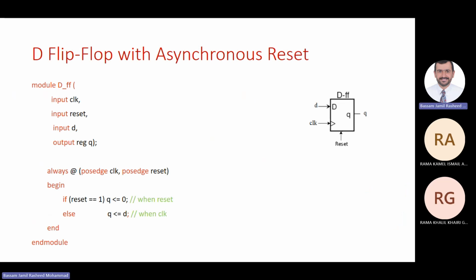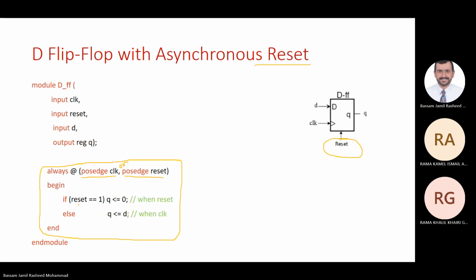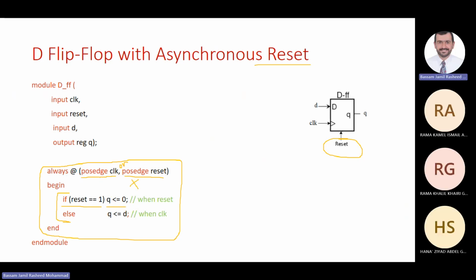Now we can add here asynchronous reset, okay? So this input here, whenever it arrives, we set the output of the flip-flop to zero. So we use the same implementation here with a slight modification. What's the modification? We check for the change on the clock for the positive edge and, this comma here means or, by the way, either this or positive edge on reset. Then I use an if statement here, and here we say that if reset is one, then set the output of the flip-flop to zero. Otherwise, it means we don't have a reset signal. We have really a positive edge of the clock, and we set the output to the input. Okay, so this is with asynchronous reset.